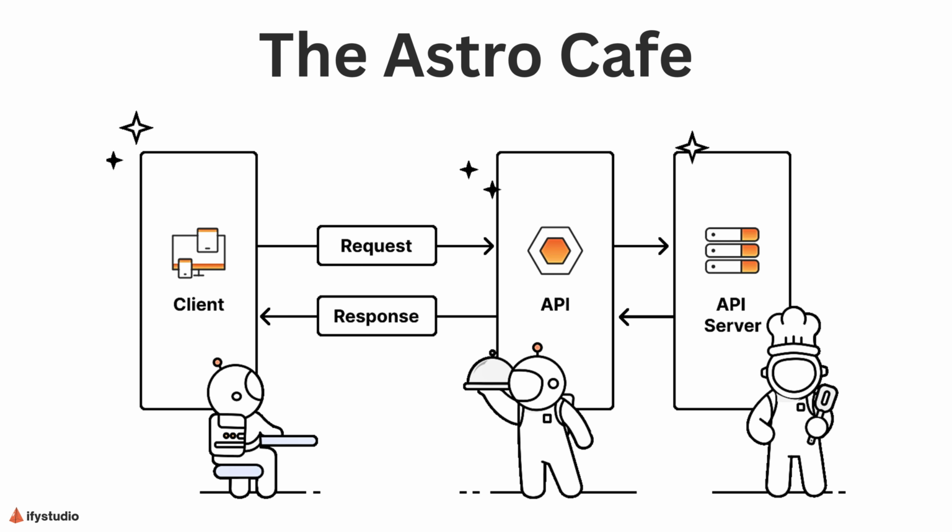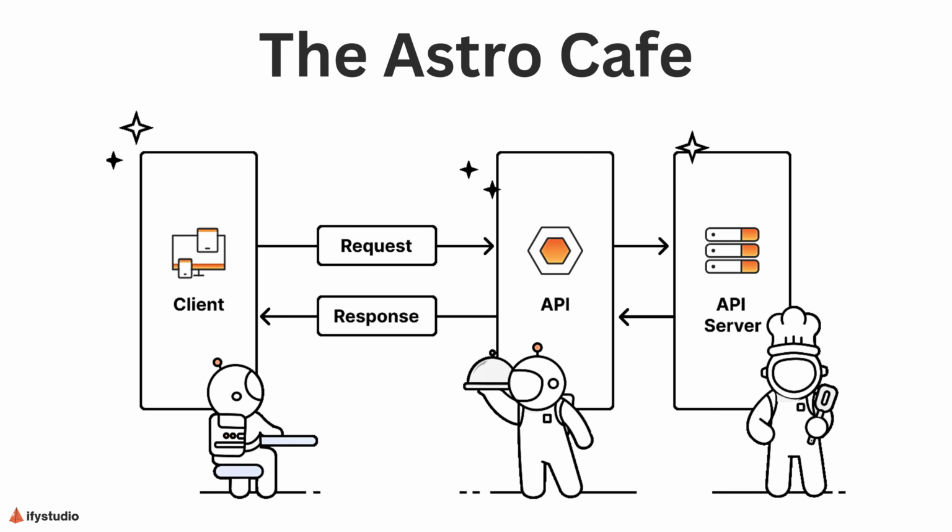Once this request is taken by the waiter, or the API, to the server, your request is in the kitchen, and the API server is where the actual work happens. It could involve talking to a database, processing logic, or generating some output based on a request. And once it's done cooking up what you asked for, it hands it back to the waiter, which is the API, who then brings it straight to your table.